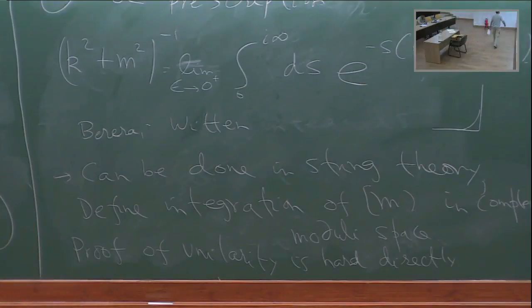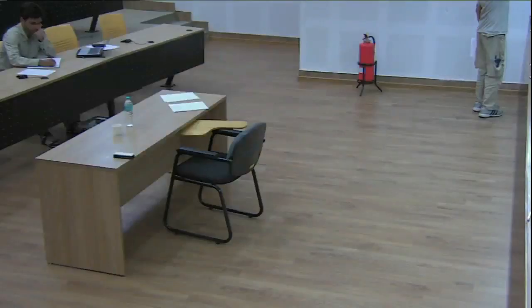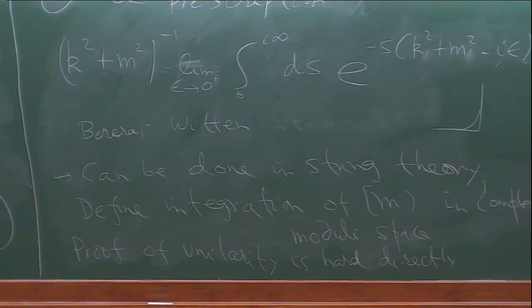Okay, so the second kind of divergence are the genuine infrared divergences. Okay, so let me write down the expression again.